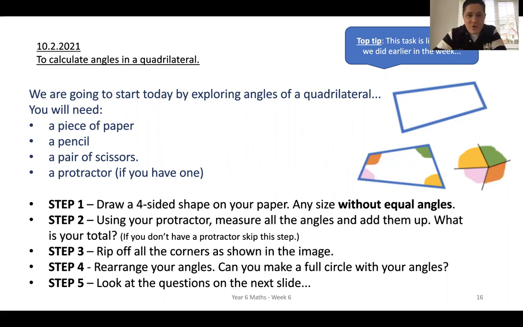Anyway, we're going to do a similar activity to last week. And again, you're going to need your ruler that you should have anyway in maths. You've got your piece of paper, a pencil, scissors, and a protractor if you have one.